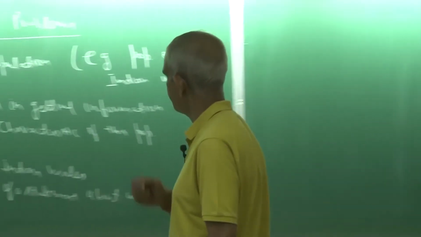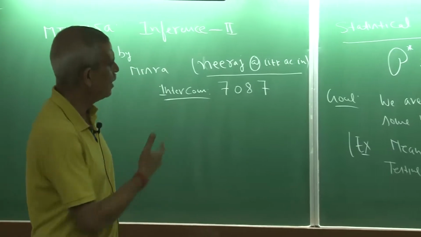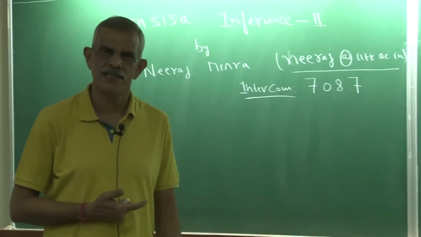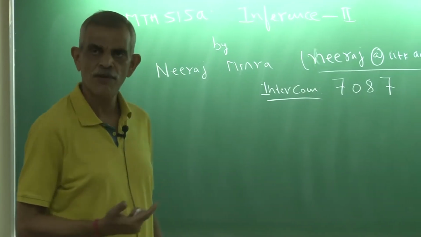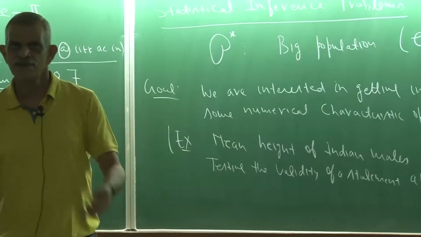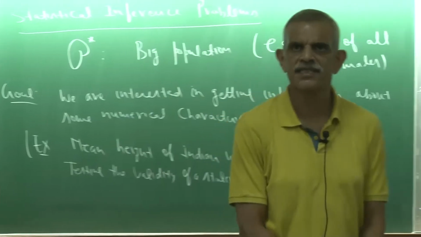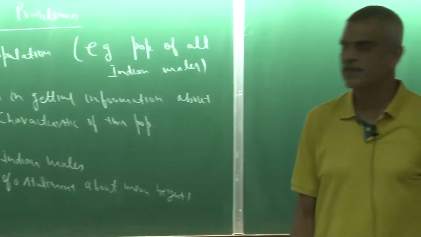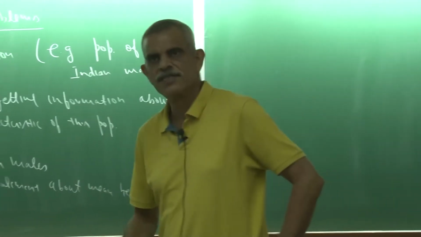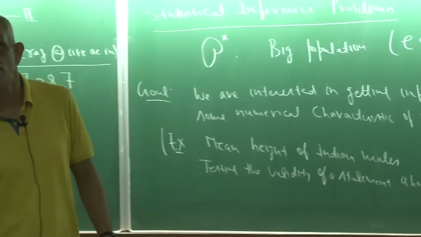Now, the ideal situation would have been if I enumerate the height of each and every individual of the Indian population. I take the mean height, that gives me the exact mean height of Indian males, and then I can estimate it by whatever mean I get, or I can test the validity of a given statement based on the estimate, and there will be no error because that is based on the whole population.